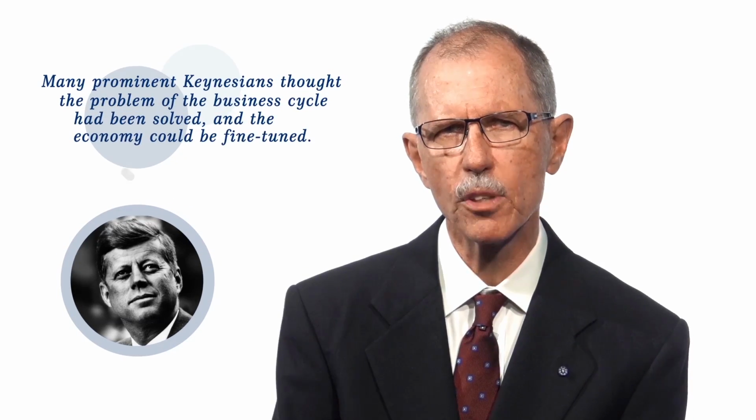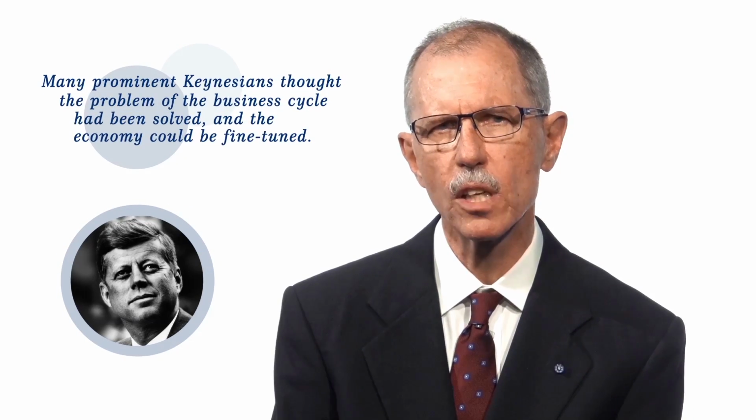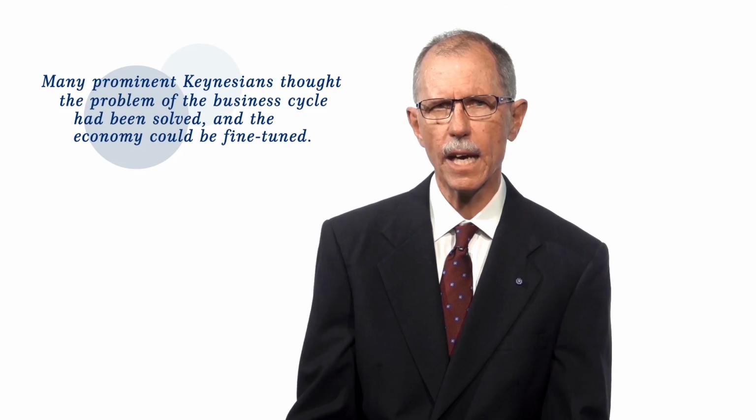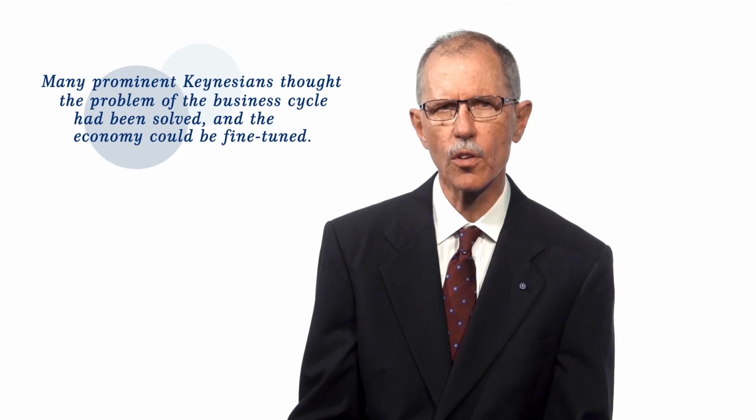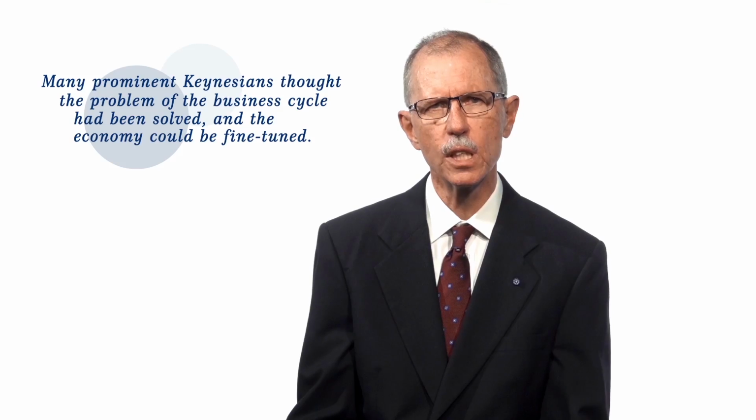Recovery from the 2007 to 2009 recession was considerably less rapid than the average recovery since World War II. How to explain anemic expansions became a hot topic in macroeconomics. During the administration of President Kennedy, prominent Keynesian economists thought the problem of the business cycle had largely been solved. Macroeconomic knowledge could henceforth be used to fine-tune the economy.